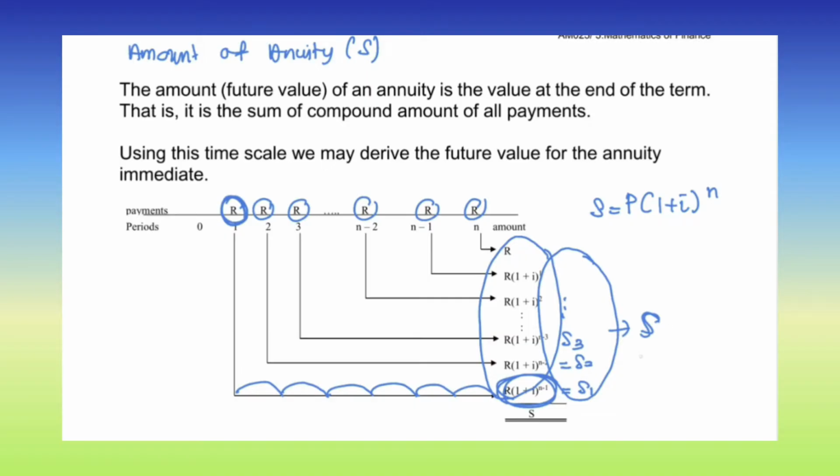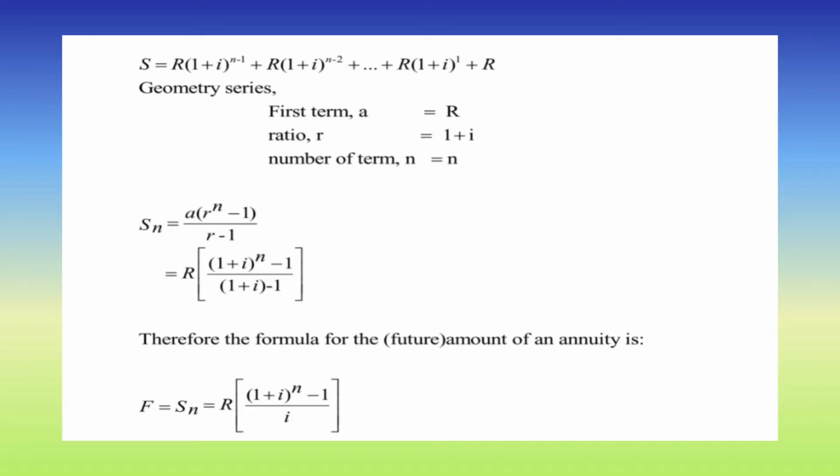So S is the accumulated amount. By adding all the S1, S2, S3, and so on, we have S equals R(1 plus I) to the power of N minus 1, plus R times (1 plus I) to the power of N minus 2, and so on. So this is equal to a geometric series.